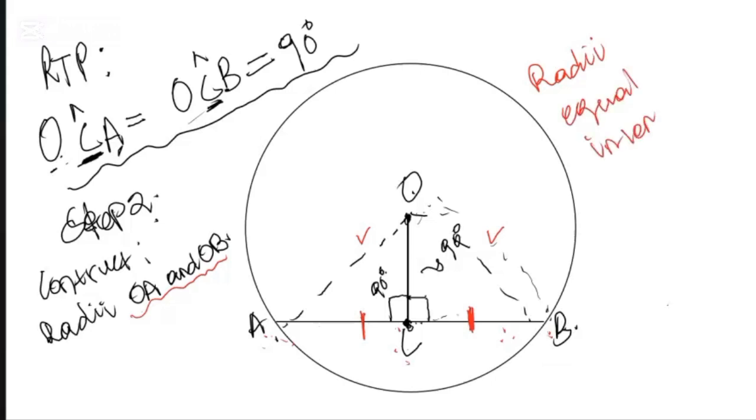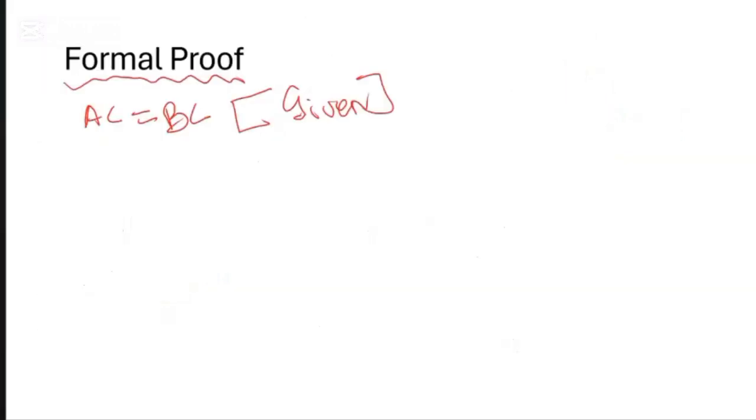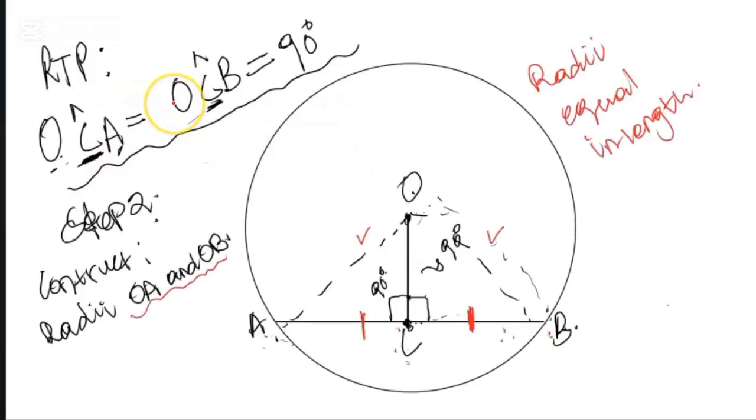So now because we know the radii are equal in length, we're going to write that the radii we have constructed, radius OA, is equal to radius OB. And then what is the reason here? The reason is that they are radii. And lastly, what you can give is the common side. You can see that OC appears on both triangles.